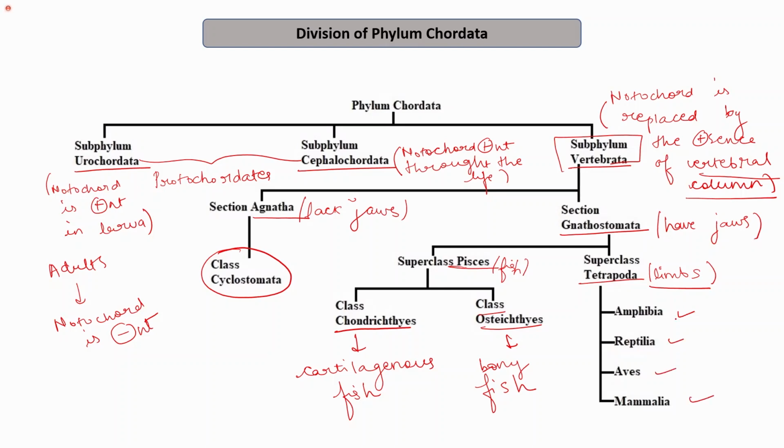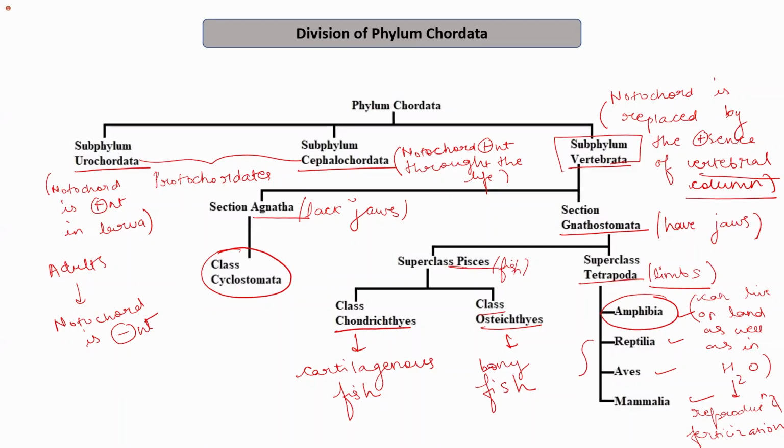We have already learned about amphibia. Amphibians are the ones that can live on land as well as in water. Usually, they require water for reproduction and fertilization. In today's lecture, we will learn about reptilia, aves, and mammalia. What are the basic important features of these classes that come under the superclass Tetrapoda?